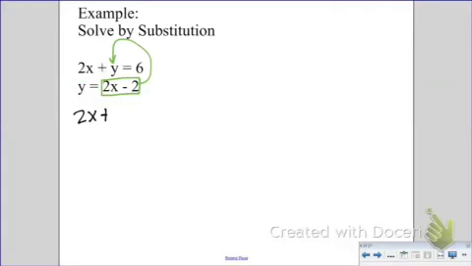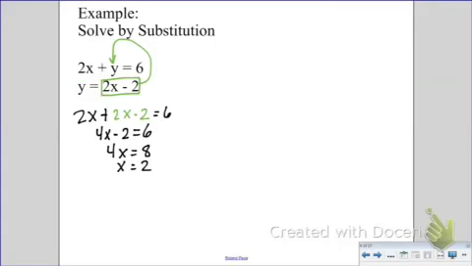2x plus, and now here comes the spot where the y was, 2x minus 2, see it, plugged it in there, and then equals 6. Go ahead and solve this normally. 4x minus 2 equals 6. Add 2 to both sides, and you get 8. So our x is equal to 2 after you divide by 4.